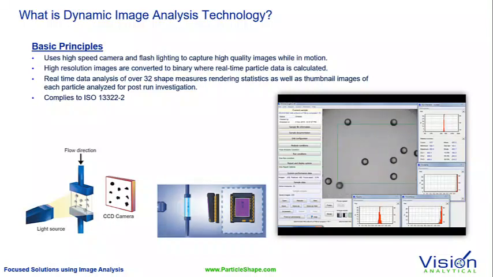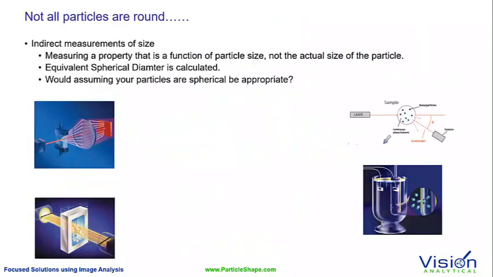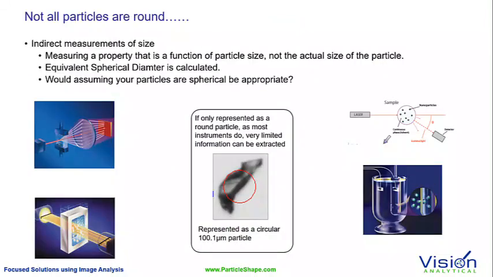One of the questions I do get sometimes is, with all the different techniques that are out there right now for particle size, why would we want to also measure particle shape? Again, a lot of very well-established techniques in the industry for particle size. Very good question. Why particle shape? The basic answer would be that not all particles are round. Most of the techniques that are in the industry will do a size measurement, and it's an indirect size measurement.